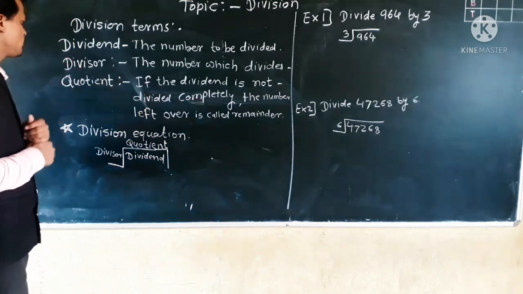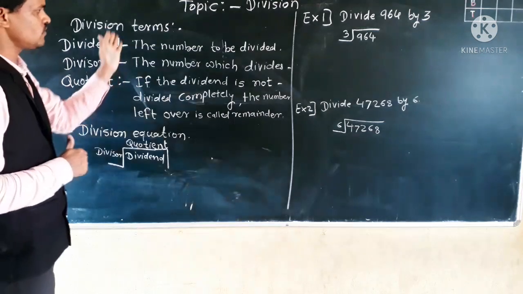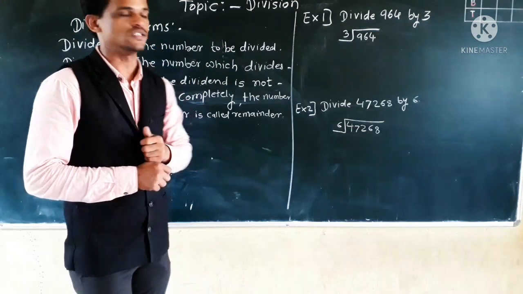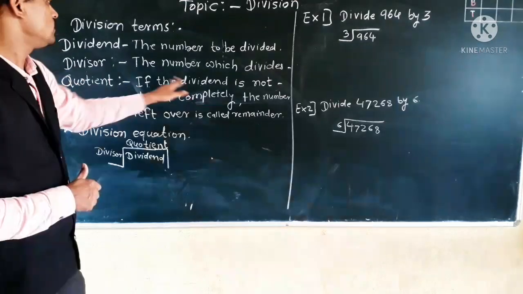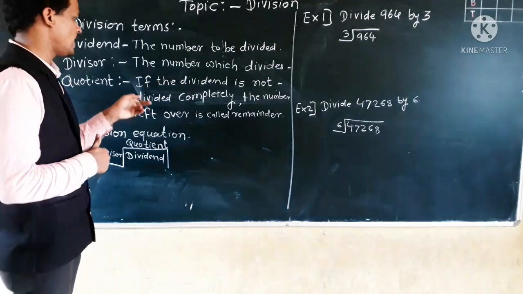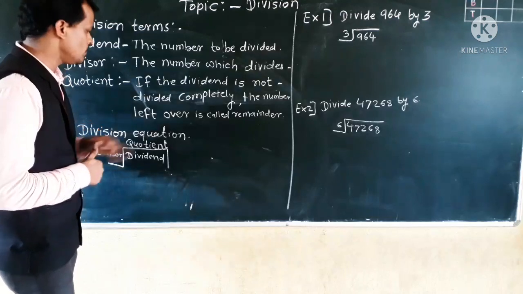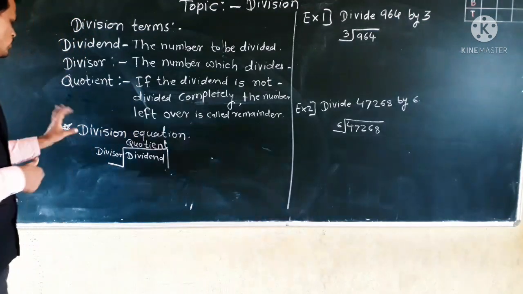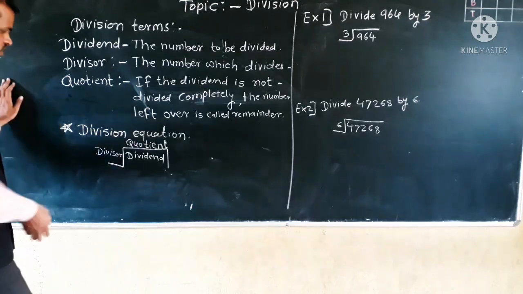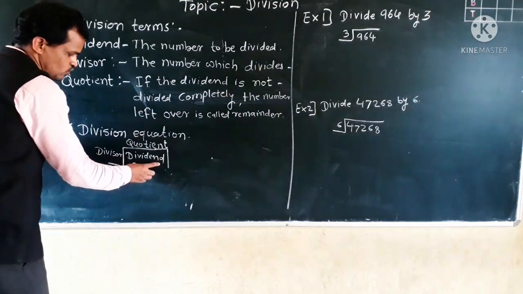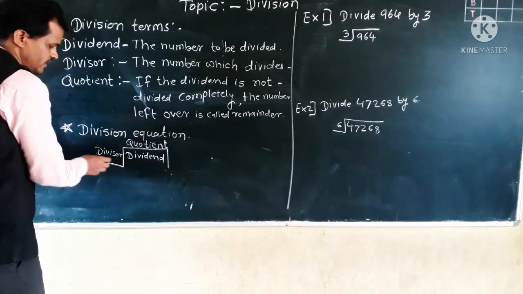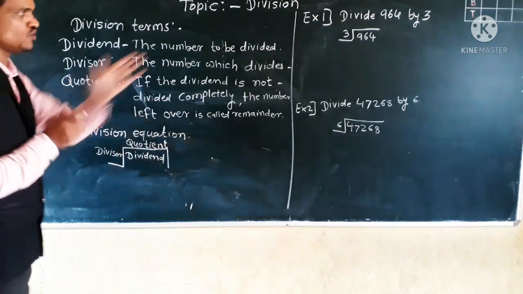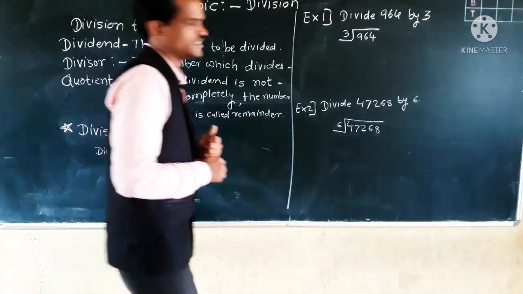Then what does divisor mean? The number which divides is called the divisor. And quotient. If the dividend is not divided completely, the number left over is called the remainder. Okay, and you have to write the division equation like this. Here you have to write the dividend, then the divisor, and whatever quotient comes, you write here. Okay, so now we will solve some examples so you will understand.